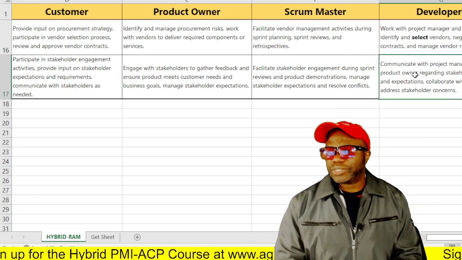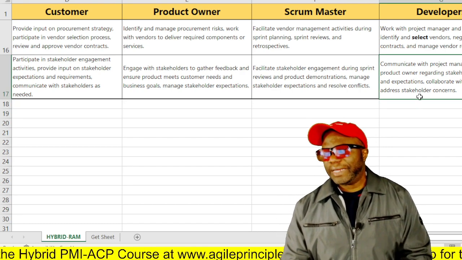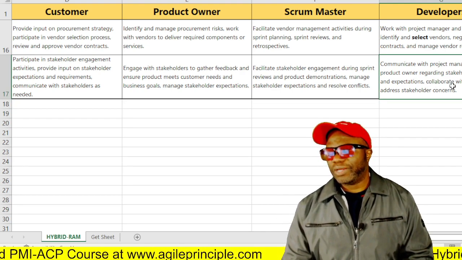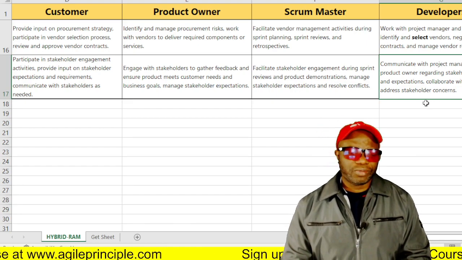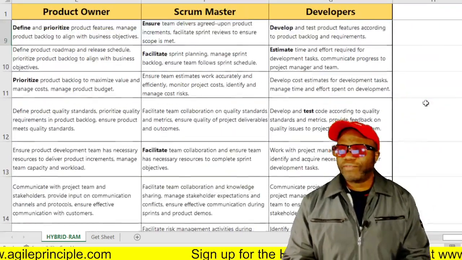Lastly, we have the developers communicating with the project manager and product owner regarding stakeholder feedback and expectations, collaborating with the team to address stakeholder concerns. And there you have it, my friends.